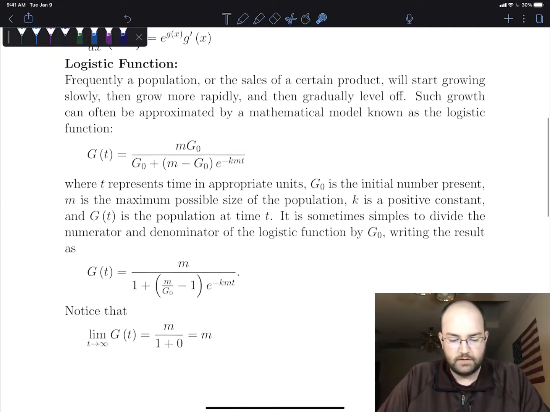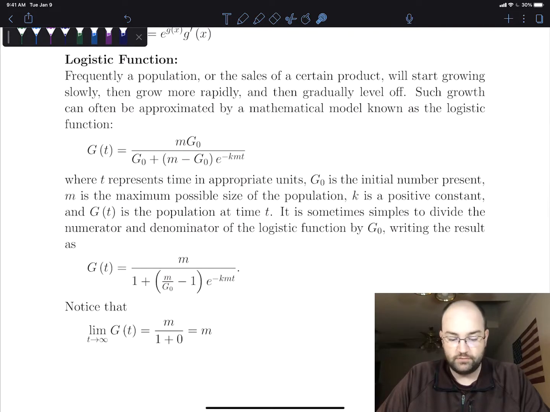Now, for the logistic function. Frequently, a population or the sales of a certain product will start growing slowly, then grow more rapidly, and then gradually level off. Such growth can be approximated by a mathematical model known as the logistic function. And here it is. G of t equals m g naught all over g naught plus m minus g naught e to the negative kmt.